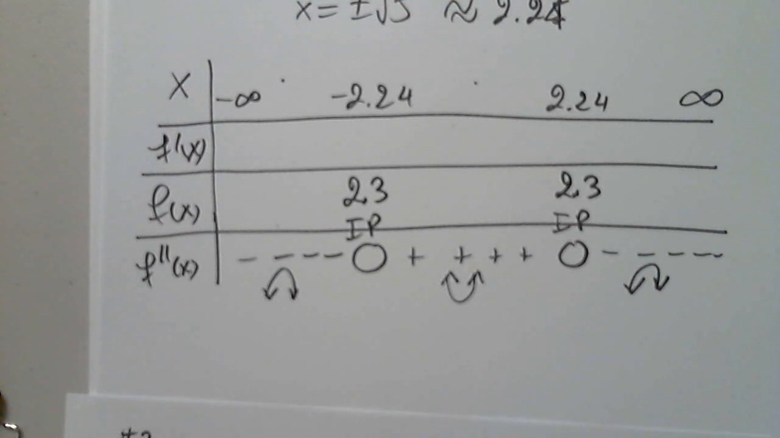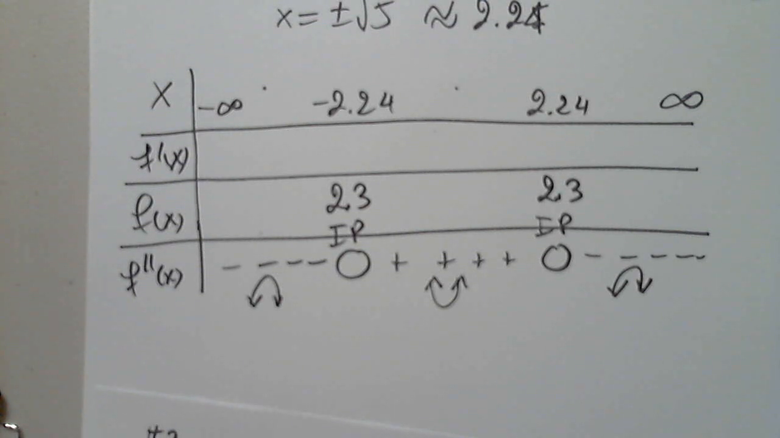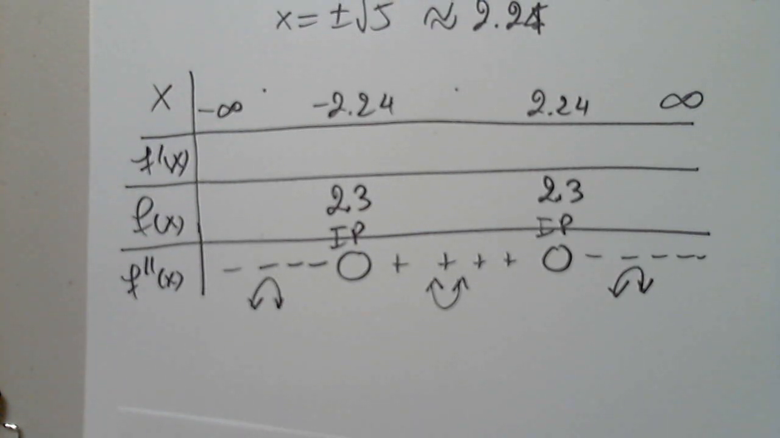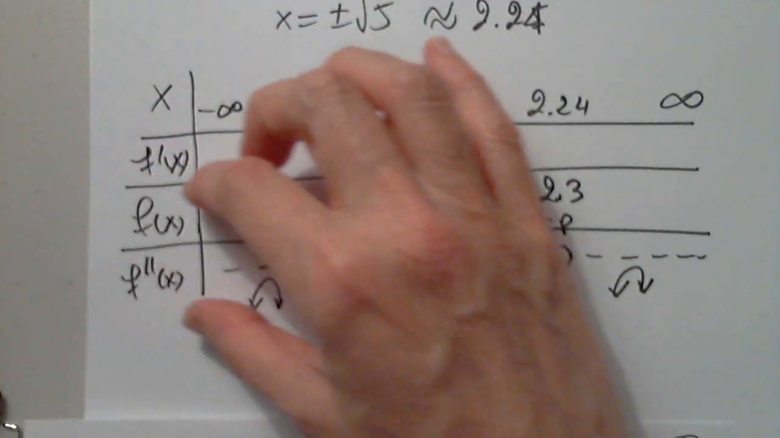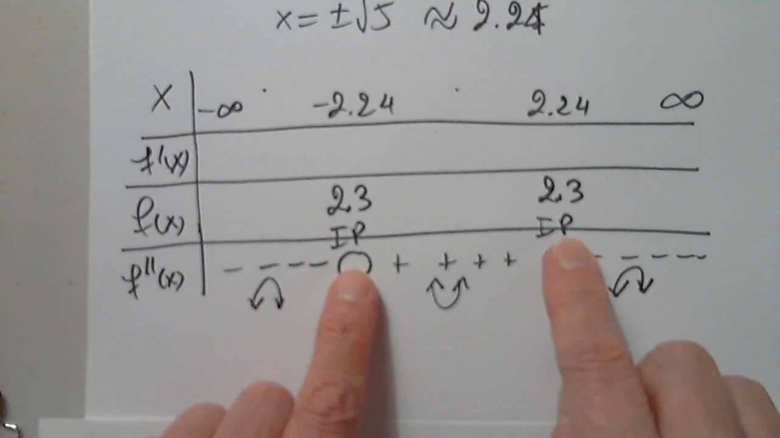So this is the analysis for concavity. Now we can go back and analyze the first derivative if we want to, because I want to connect the dots. So let's do that. But I wanted to show as soon as possible how to determine concavity and inflection points.